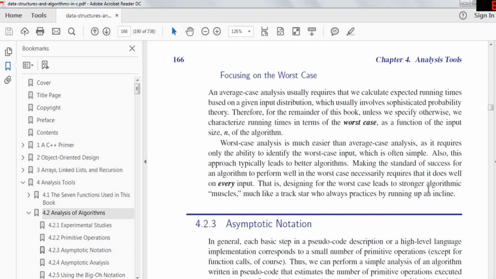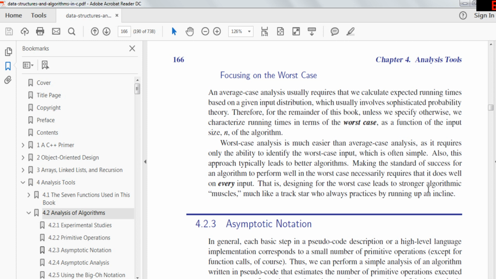Focusing on the worst case, an average case analysis usually requires that we calculate expected running times based on a given input distribution, which normally involves sophisticated probability theory. Therefore, for the remainder of this book, unless we specify otherwise, we characterize running times in terms of the worst case, as a function of the input size n of the algorithm. Worst case analysis is much easier than average case analysis, as it requires only the ability to identify the worst case input, which is often simple. Also, this approach typically leads to better algorithms, making the standard of success for an algorithm to perform well in the worst case necessarily require that it does well on every input.